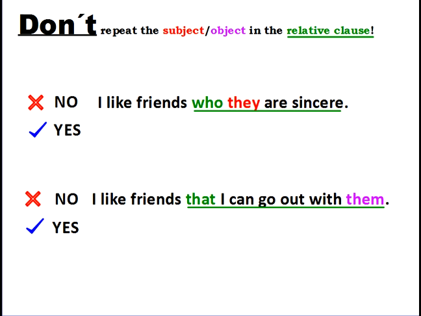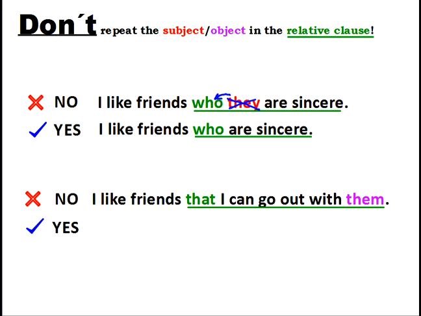Okay, here's some things not to do. Don't repeat the subject and object in the relative clause. So what does this mean? Well, let's look. Don't do this: I like friends who they are sincere. No. You cannot use the relative pronoun and the subject again. You don't need to repeat your subject. This technically is the subject of the sentence. So I'm going to read it like this: I like friends who are sincere. Okay? I do not need to repeat the subject. It's completely wrong to do that.